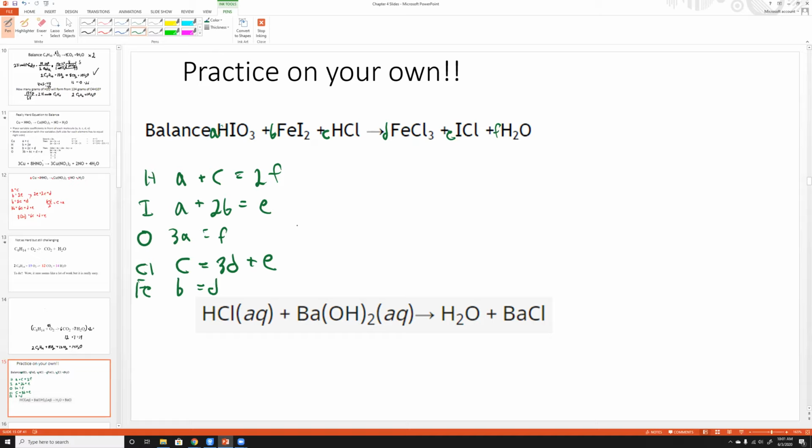Cool. All right. Solvable. So the thing that jumps out to me immediately is A plus C equals 2F, and we know that F equals 3A. So if we replace that, A plus C equals 2F, and F equals 3A, 3 times 2 is 6, so 6A. And then we could figure out what C is. So we subtract, and we have C equals 5A.